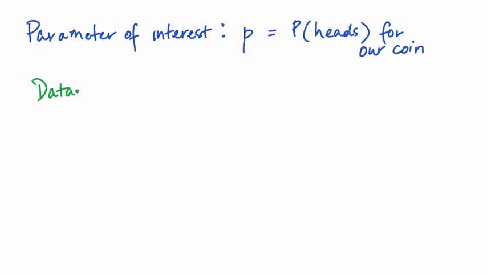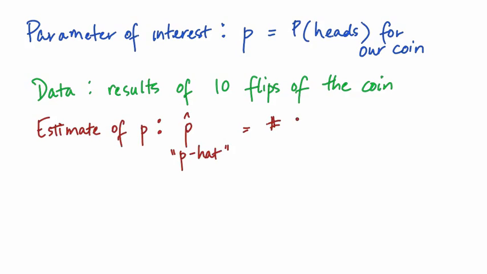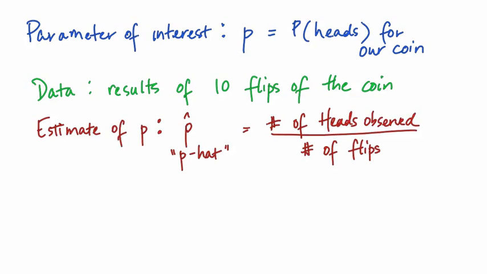Of course, in the real world, we get just one set of 10 flips. Our estimate of the parameter is the proportion of heads we got in our 10 flips. We'll call this p-hat and calculate it as the number of heads observed divided by 10, the total number of flips. We use hats in statistics often to indicate statistics calculated from data to estimate theoretical world parameters.